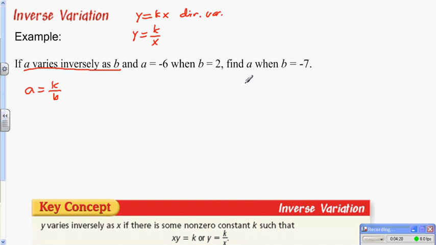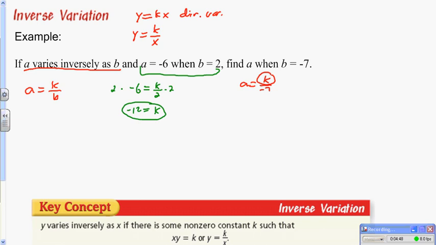So again, they want to find A when B is -7, but we don't know what K is. So we go to this part, and it tells us that when A is -6, B is 2. So we solve for K by multiplying both sides by 2. We get -12. Given that information, then A equals -12 over -7. Or in other words, just 12/7.